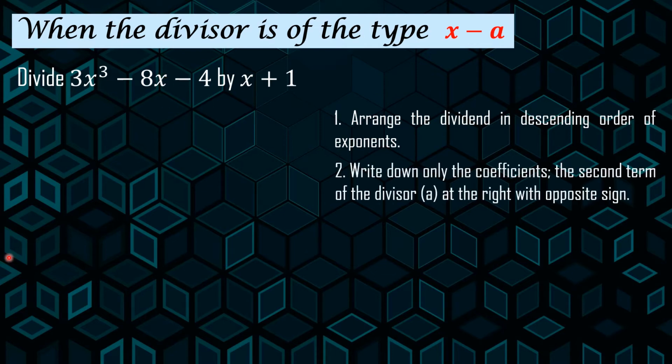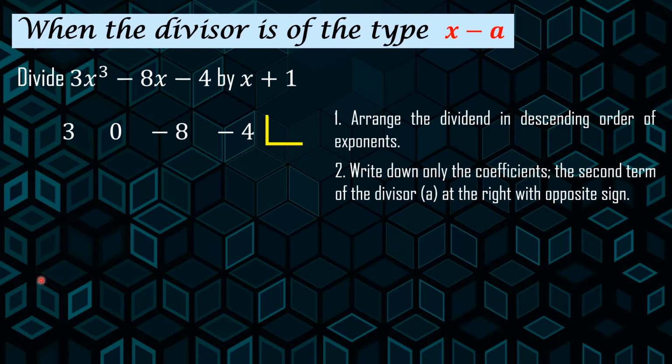Second step is to write down only the coefficients, the second term of the divisor a at the right with opposite sign. Again, write the coefficients, 3, 0, -8, and -4. Question, paano nagkaroon ng 0 dito? Kasi kailangan, kapag isusulat natin ang coefficients, ay magkakasunod or in descending order ang mga exponents. Ang 3 ay numerical coefficient ng x cubed. Ang 0 ay para sa x squared since walang x squared sa given. Palagi tayo maglalagay ng 0 and then nasundan ng 1 na exponent, kaya naging negative 8. And then the constant is negative 4.